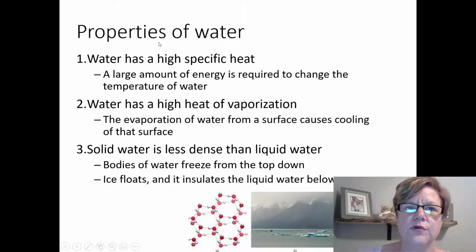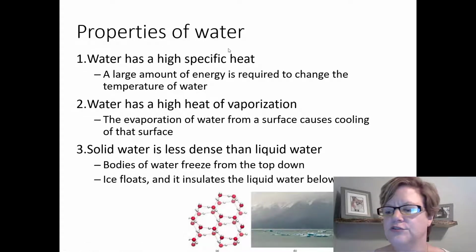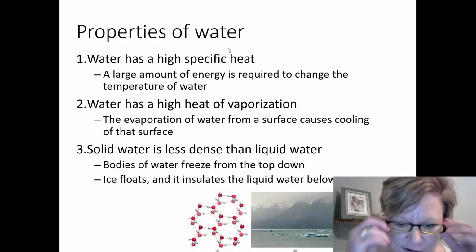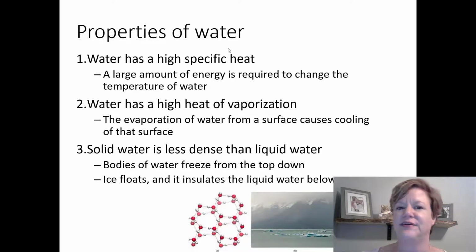Okay, so what are these special properties of water? The thing about studying water is you're so used to it that it doesn't seem special. Only if you studied other liquids would you see how unusual water actually is. So I don't know if I'm going to be able to convince you that water is really cool and interesting and special, but in fact it is.